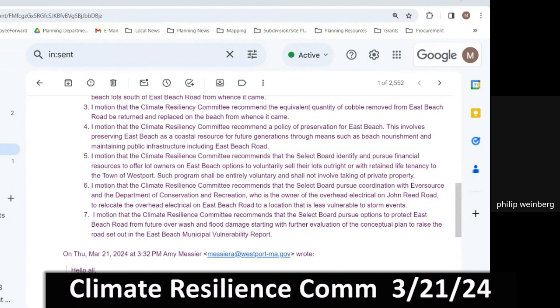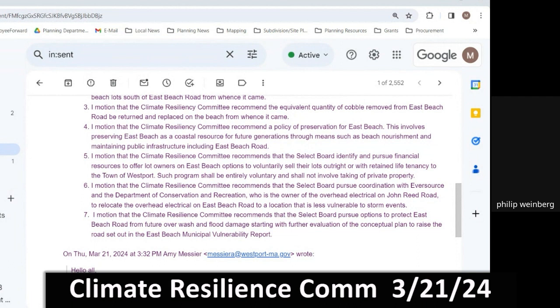Right. So my friendly amendment to this is that whereas it says now from future overwash and flood damage, there are a number of different aspects of damage that can happen, and erosion is one of them. So my suggestion would be, to protect East Beach Road from future damage associated with climate change, because there are a whole number of things that could happen, starting with further evaluation of the plan. But I'm happy either way.